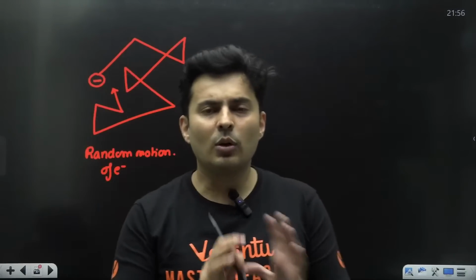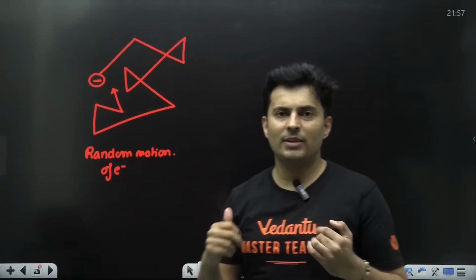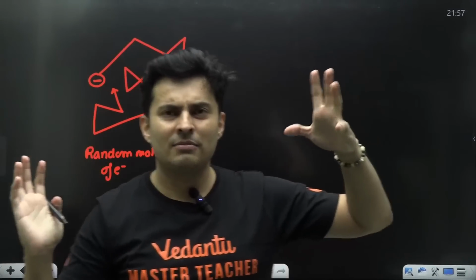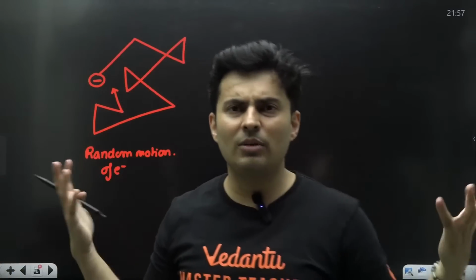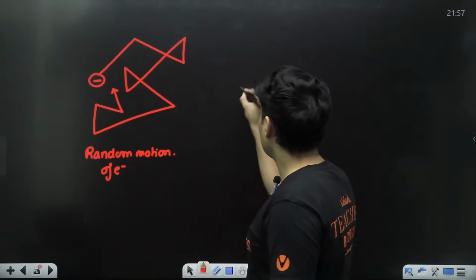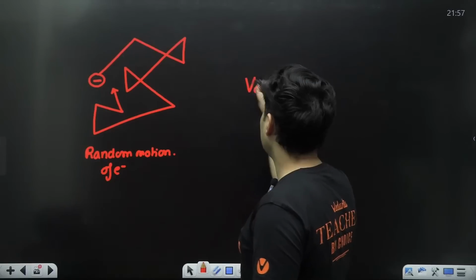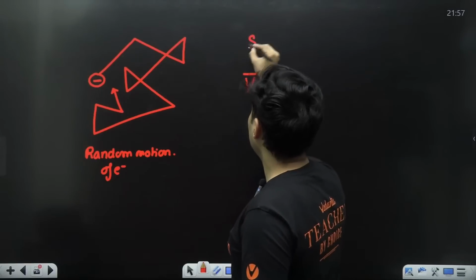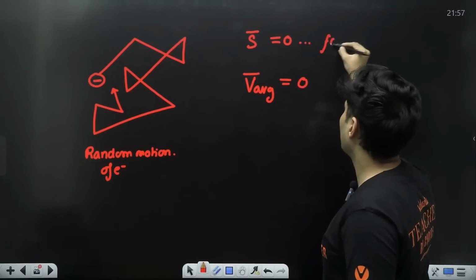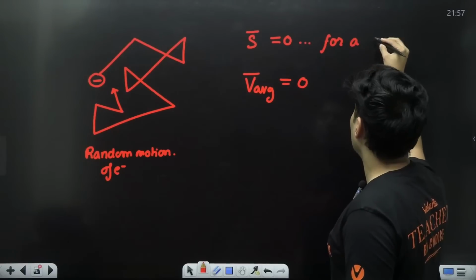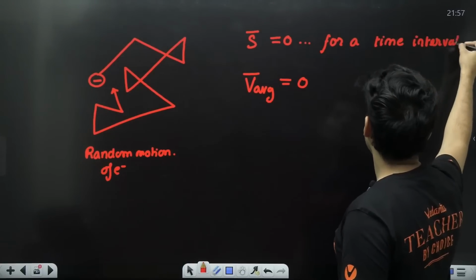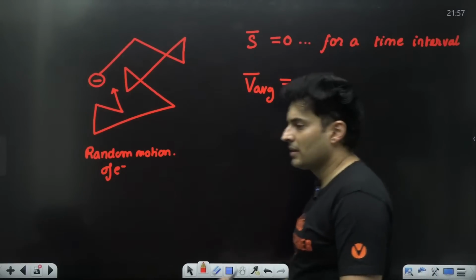In fact, if you look for a decent amount of time, let's say 1 minute or 2 minutes or maybe 30 seconds, you will see on an average these electrons have zero velocity. These electrons have zero average velocity. So I can say the average velocity is basically zero because the displacement is zero for a decent amount of time. For a time interval, on an average, the velocity is zero.